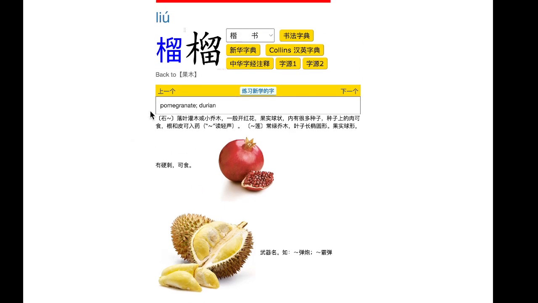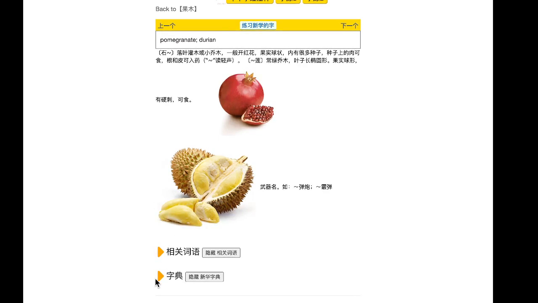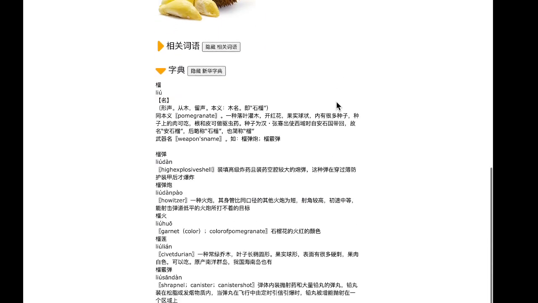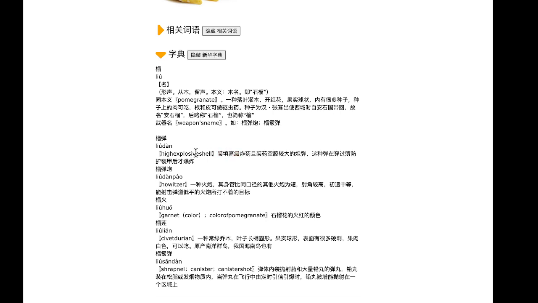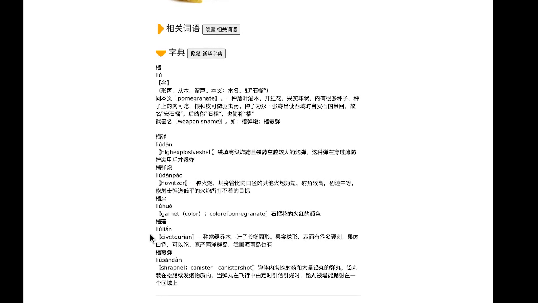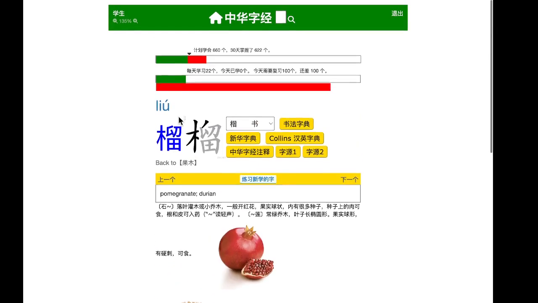Now, this is also used in the names of weapons. If you'll know, a lot of grenades and other types of large artillery shells, I guess, are kind of similar in size and heft, maybe, to a pomegranate. So like liu dan are high explosive shells. Liu dan pao, a howitzer, which is the big gun that shoots those. Or liu san dan is a shrapnel shell. These kinds of weapons also use this character.